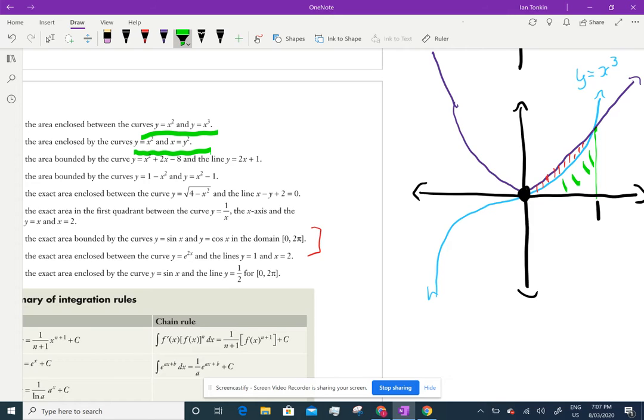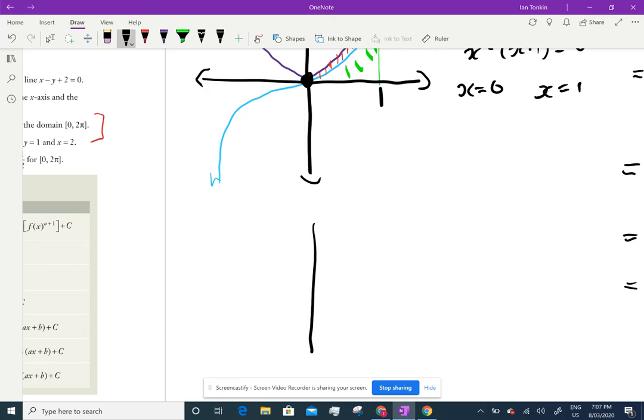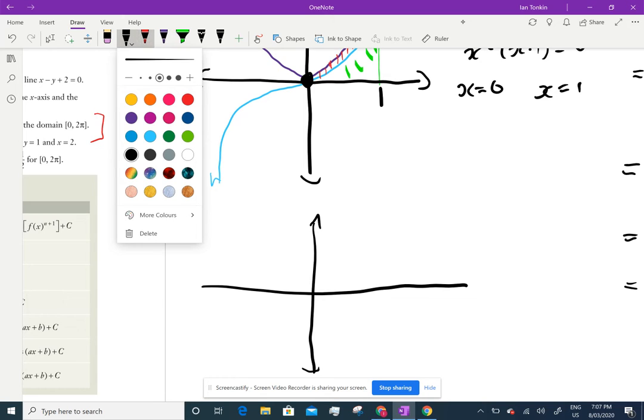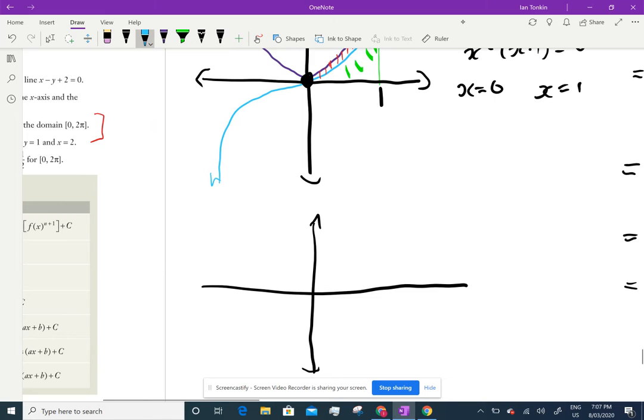So here we go. Let's draw them first. So y equals x squared. I will do that bad boy in blue. So there's y equals x squared.